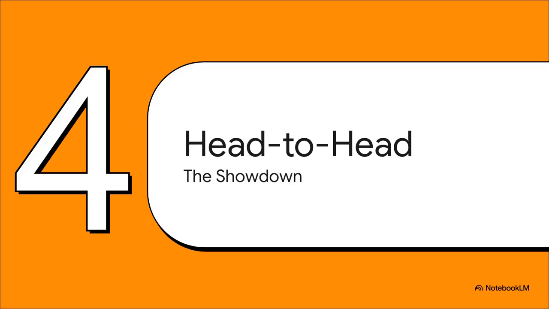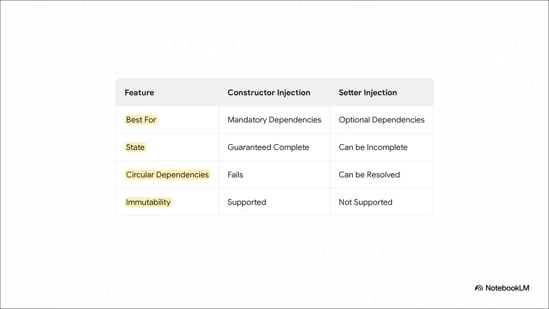And now, for the main event. Let's put these two approaches in the ring and see how they stack up, head to head. We'll look at where each one really shines and where they kind of fall short. This table really nails the key differences. Let's walk through it. First, dependency type. This is the big one.